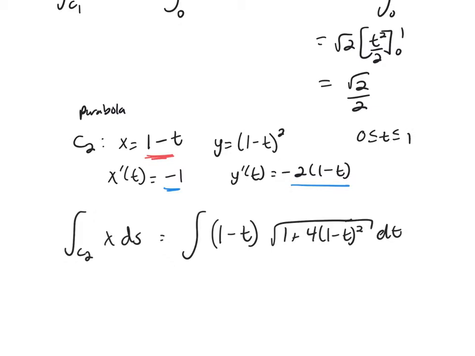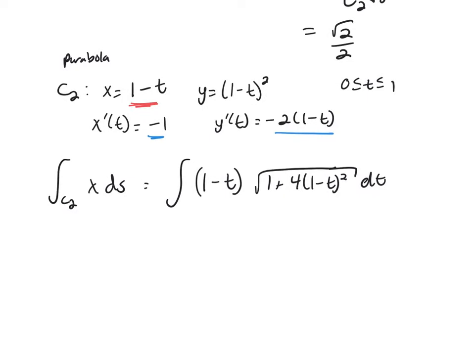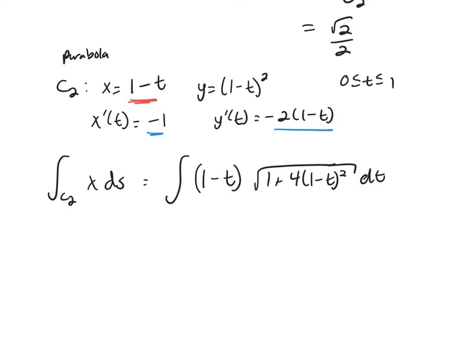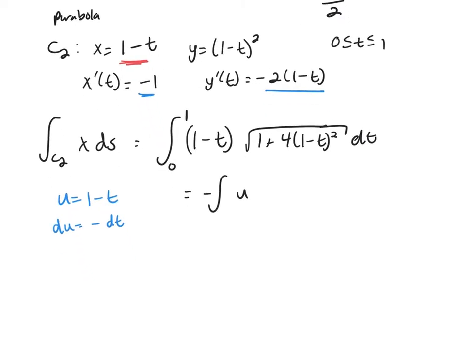And here we can do a substitution. Let's substitute u equals 1 minus t. So I'm going to get a negative, oh, I forgot to put in my bounds. T goes from 0 to 1. Negative u, the square root of 1 plus 4u squared du, and I have a -1 out in front.